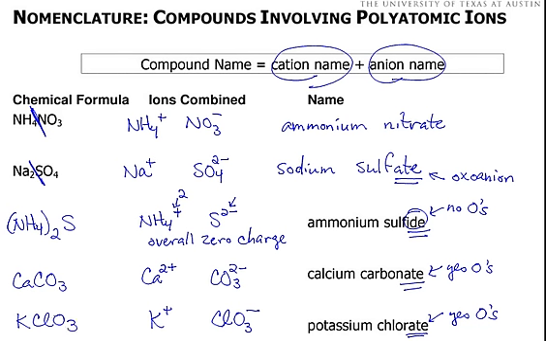And this concludes our module on naming polyatomic ions. If you need a table to see the polyatomic ions, they are located on our website.